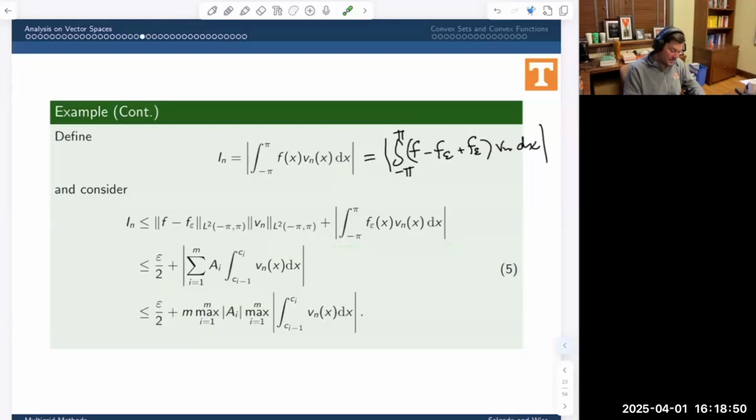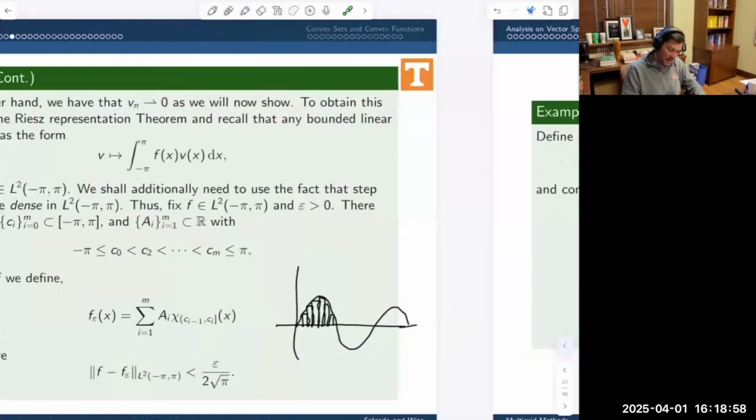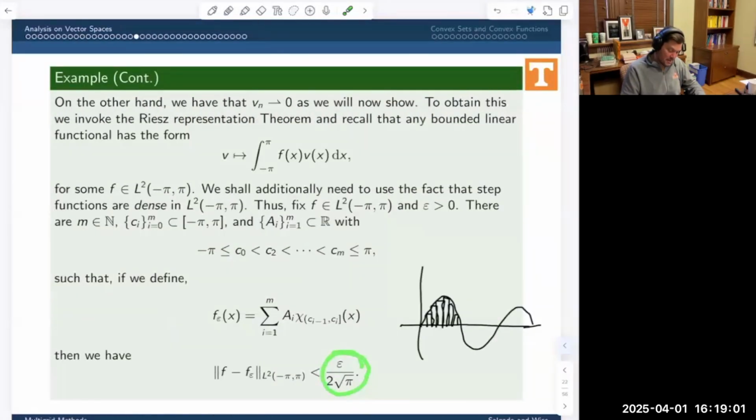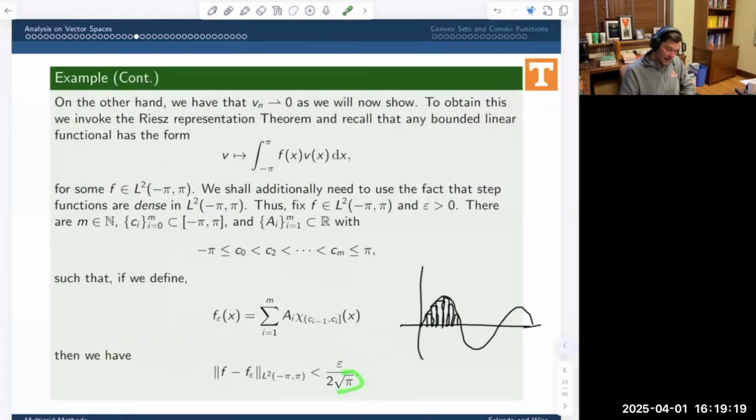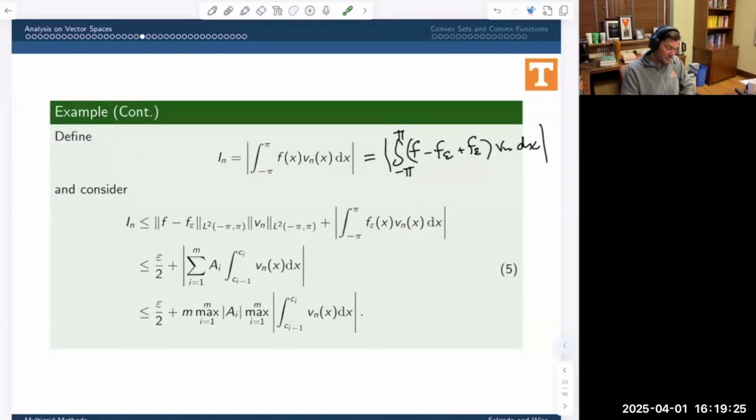Now, about the first thing, well, this can be made arbitrarily small, right? Based on the argument that we had over here. Okay, it can be made arbitrarily small. And what about the next thing here? Well, now for this guy, all we need to do is figure out what is the L2 norm of that. And this is precisely set up to be square root of pi. So that whenever I multiply those 2 numbers together, I get the cancellation of the square root of pi, and all that remains is epsilon over 2.